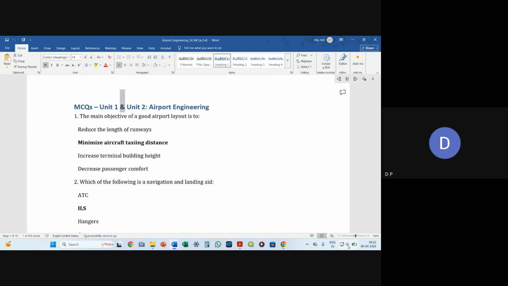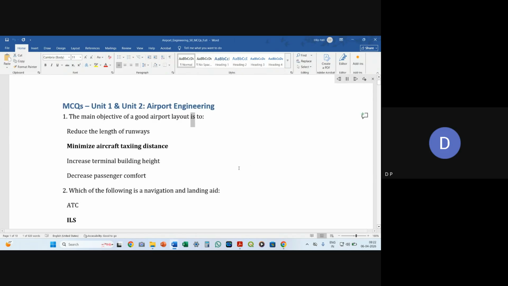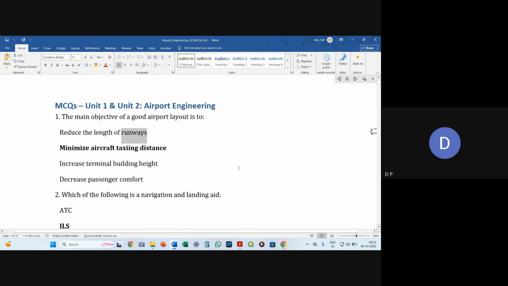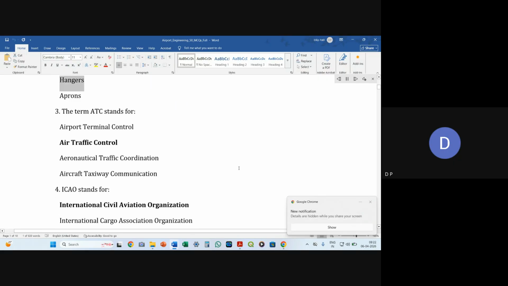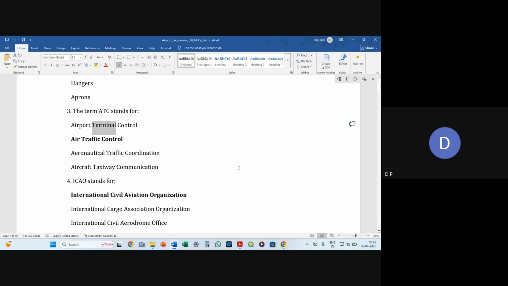MCQs, Unit 1 and Unit 2, Airport Engineering. 1. The main objective of a good airport layout is to reduce the length of runways, minimize aircraft taxiing distance, increase terminal building height, decrease passenger comfort. 2. Which of the following is a navigation and landing aid? ATC, ILS, hangars, aprons. 3. The term ATC stands for Airport Terminal Control, Air Traffic Control, Aeronautical Traffic Coordination, Aircraft Taxiway Communication.